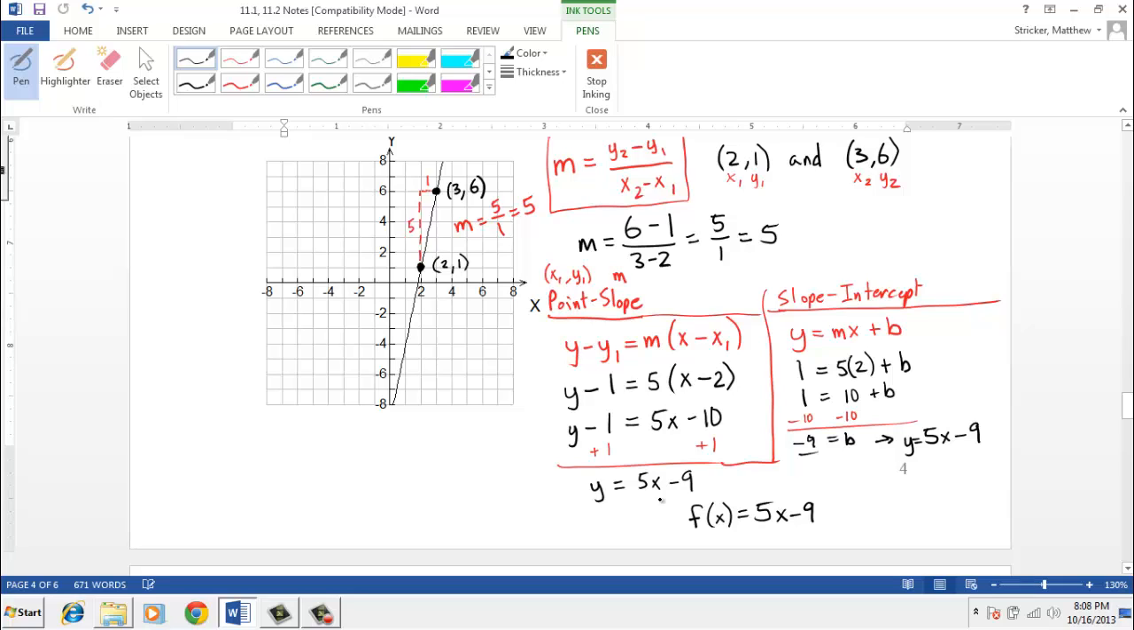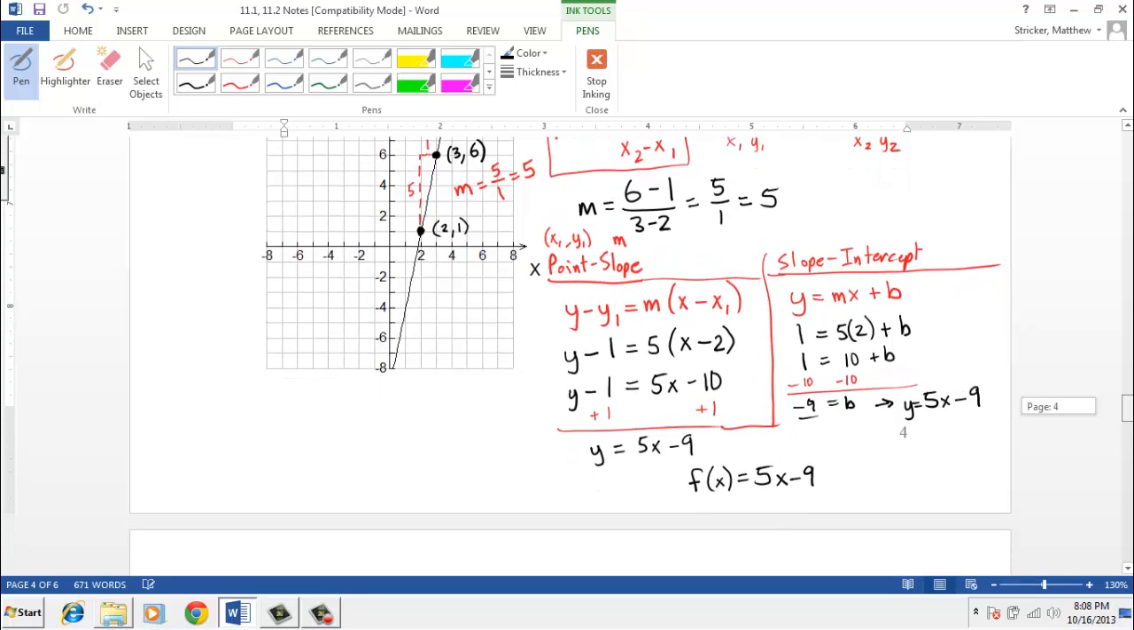So do I care which method you use? Nope. You can use either method. I don't know which method you learned in your Algebra 1 class, but whatever way you feel more comfortable with, you're going to want to do that on this next test and homework and stuff.